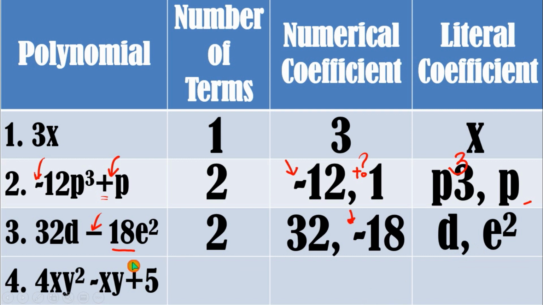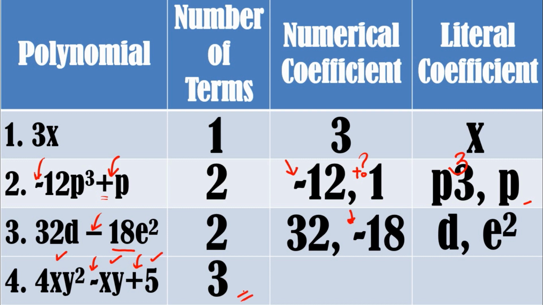Okay? Next, let's have the last example. 4xy squared minus xy plus 5. What is the number of terms? How many terms are there? We have 3. Okay, bakit tayo nagkaroon ng 3? Remember, there's a minus there and there's a plus there. So, we have 1, 2, 3 terms.